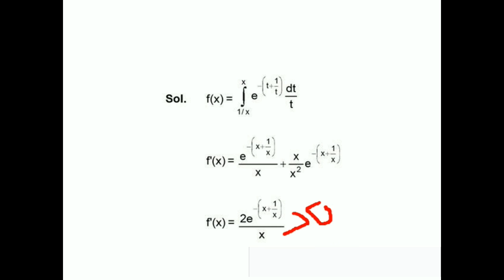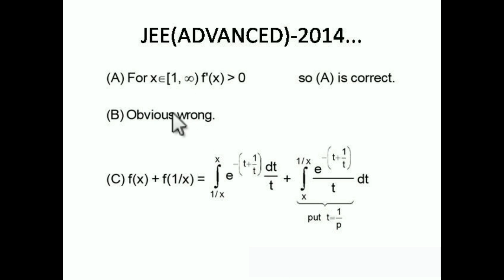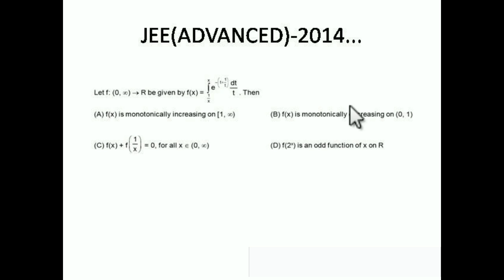Okay, so option number A is the correct option, because f dash of x is greater than 0. That means A is correct. That means B is obviously wrong. Why? Because B says that it is monotonically decreasing on 0 to 1. That means it must be wrong for that part. And if you don't believe that, you can check for that particular region also.